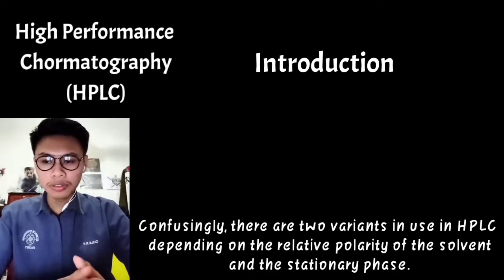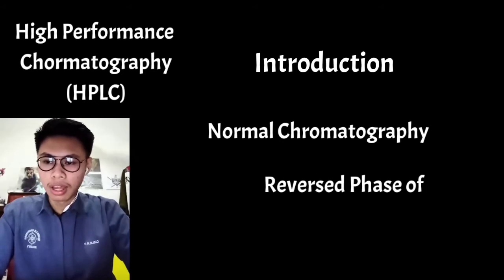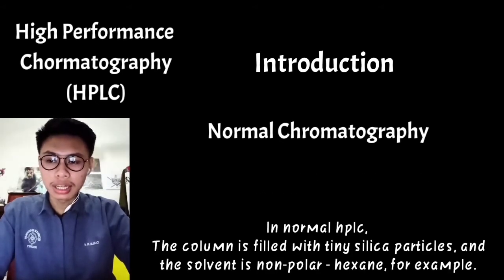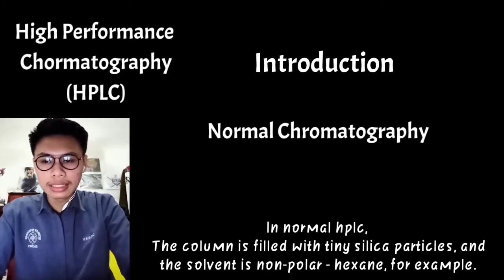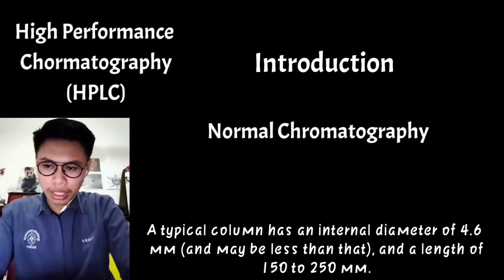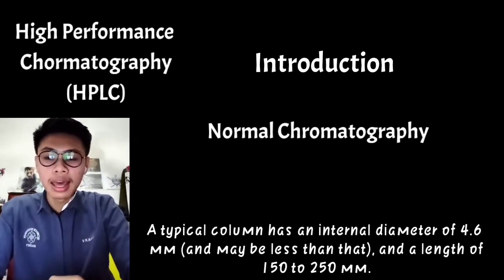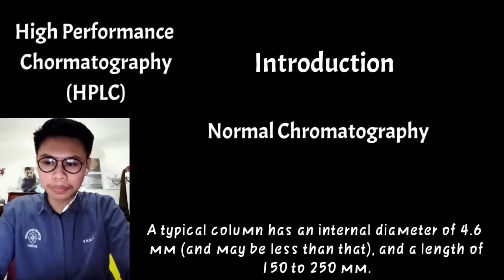Confusingly, there are two variants used in HPLC depending on the relative polarity of the solvent and the stationary phase. In normal HPLC, the column is filled with tiny silica particles and the solvent is nonpolar, hexane, for example. The typical column has an internal diameter of 4.6 mm, and maybe less than that, and a length of 150 to 250 mm.